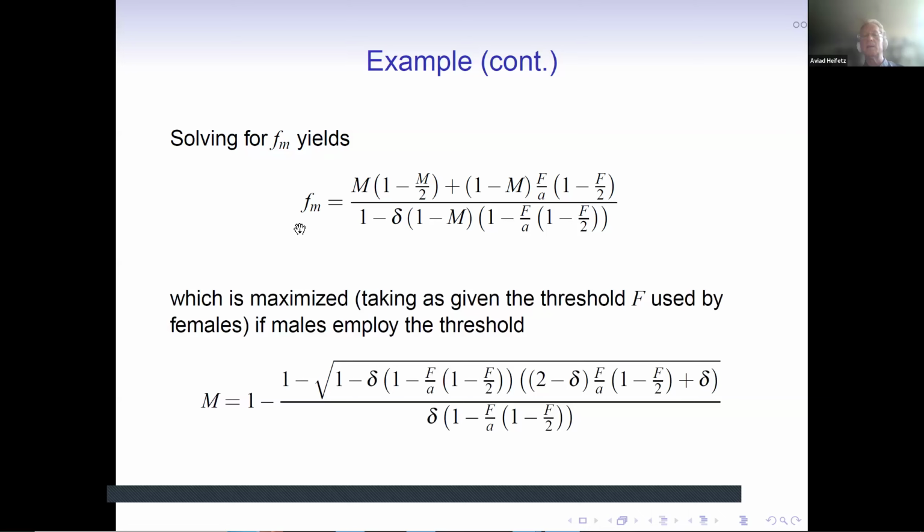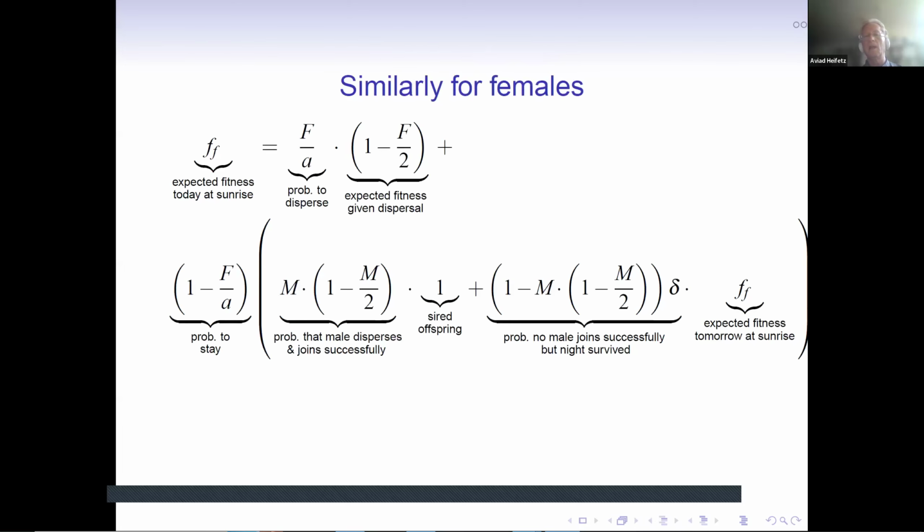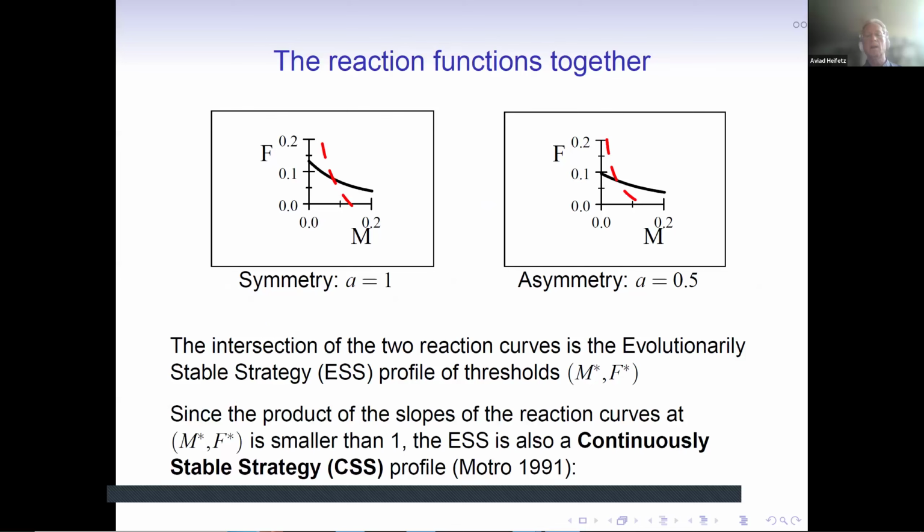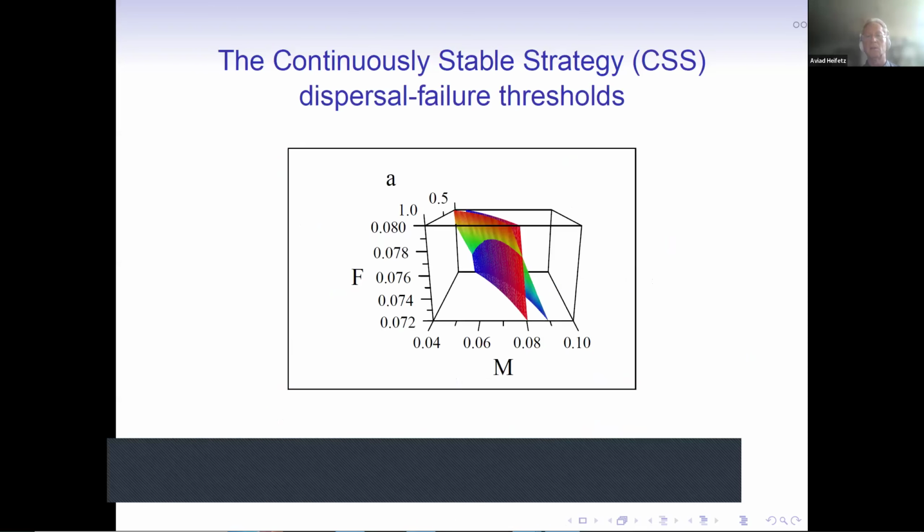And by maximizing this expression, I find what game theorists call the reaction function: if females use the cutoff F, then I had better use M. I can do the analogous calculation for the females. And we can see that the intersection of the two reaction curves is the ESS, the evolutionarily stable strategy, that is actually also continuously stable. I will not get into this.